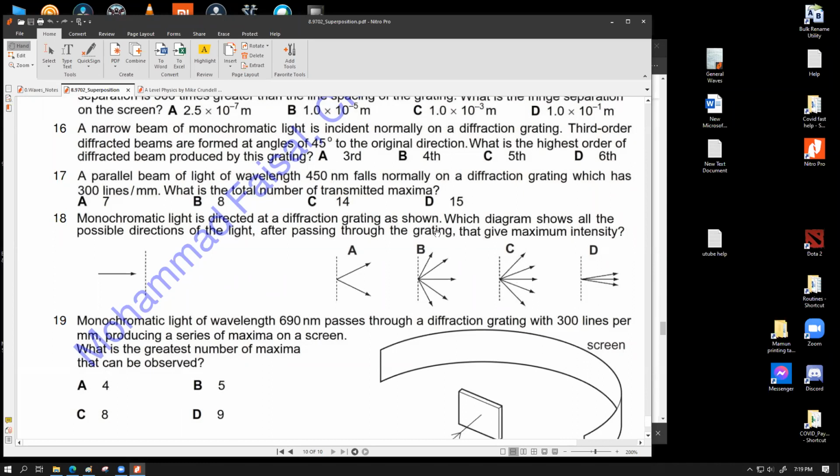The question says which diagram shows all possible directions of the light. This says all possible directions. So it's not about whether they drew them or not. It's just about the correctness of the figure.